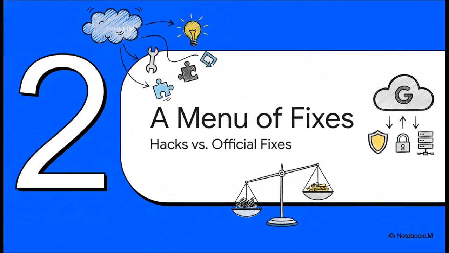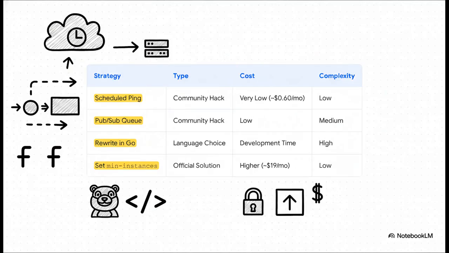The good news is we've got a whole menu of strategies, and they range from some pretty clever community workarounds all the way to official built-in solutions from Google Cloud. The real key here is understanding the trade-offs that come with each one. Okay, so this table really lays out the whole spectrum. On the community hack side of things, you've got the scheduled ping. It's this clever, super cheap way to just keep an instance warm. We're talking pennies a day.